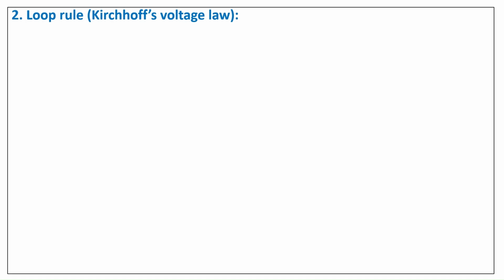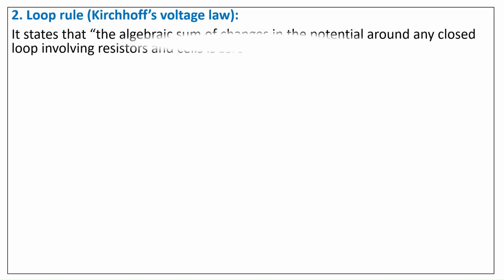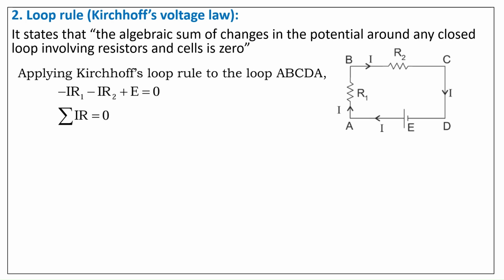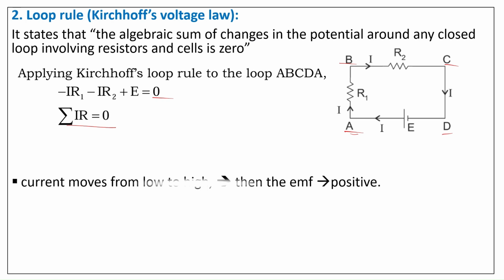Next. 2. Loop rule or Kirchhoff's voltage law. It states that the algebraic sum of changes in the potential around any closed loop involving resistors and cells is 0. Applying Kirchhoff's loop rule to the loop ABCDA, we get -IR1 - IR2 + E = 0. Therefore, summation of IR = 0.